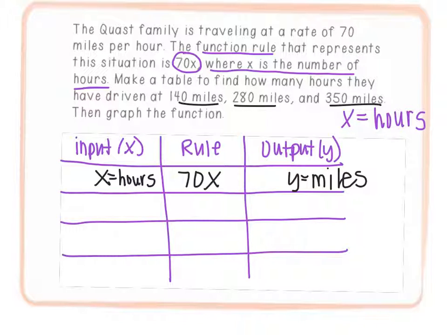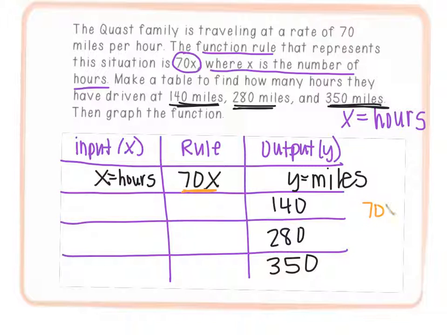And I'm going to plug in then these miles that I know. I'm probably going to go in order from least to greatest, so 140, 280, and 350. Notice I've had to plug in all this information, but it's pretty easy if you have it labeled. I have my 70x as the rule, and I need to figure out what my x is.